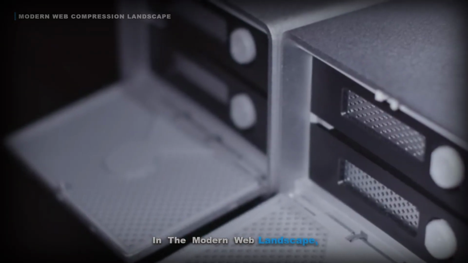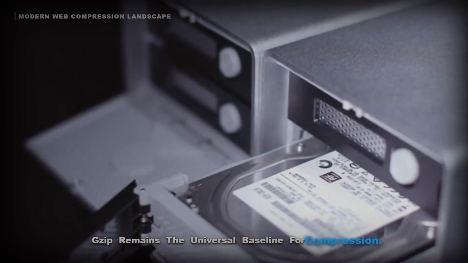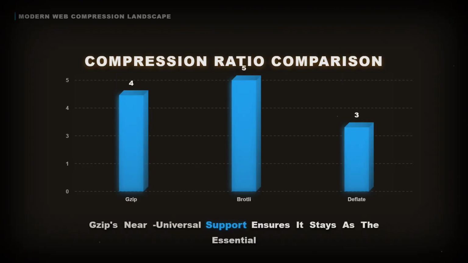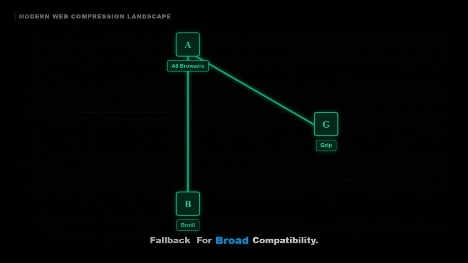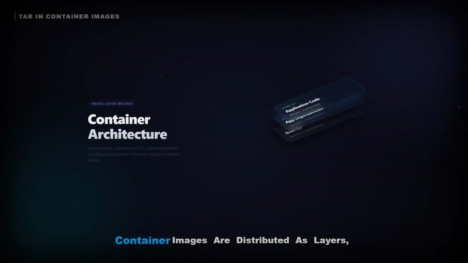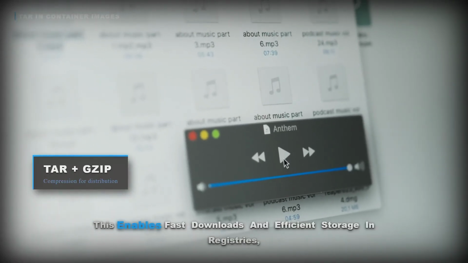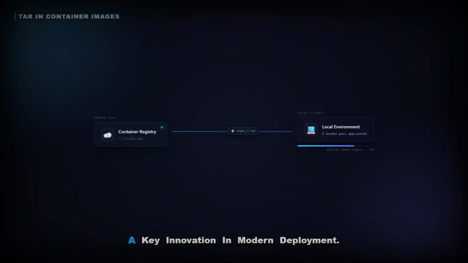In the modern web landscape, Gzip remains the universal baseline for compression. Though Brotli is gaining traction for better ratios, Gzip's near-universal support ensures it stays as the essential fallback for broad compatibility. Container images are distributed as layers, each tar archive compressed with Gzip. This enables fast downloads and efficient storage in registries, a key innovation in modern deployment.